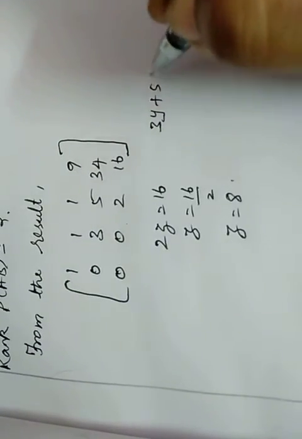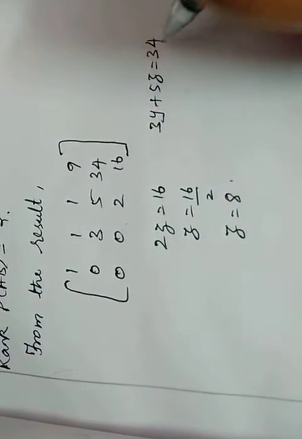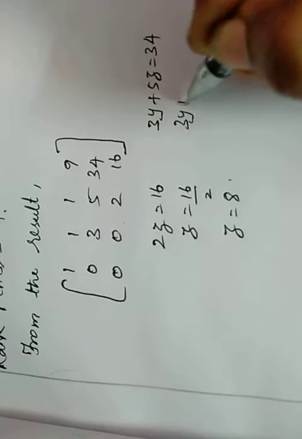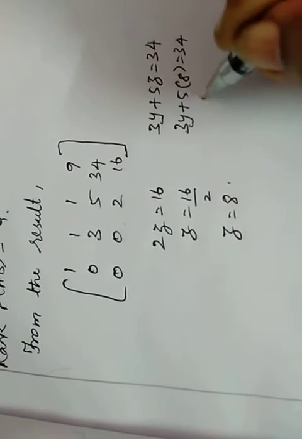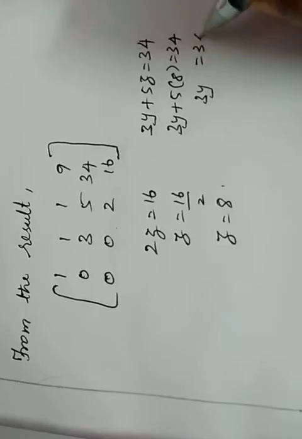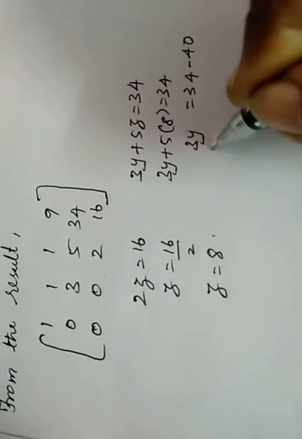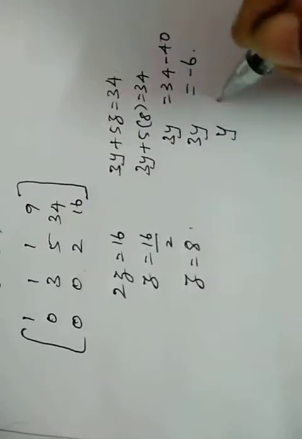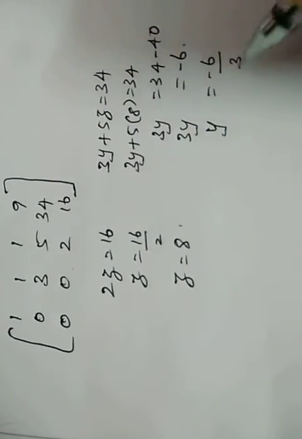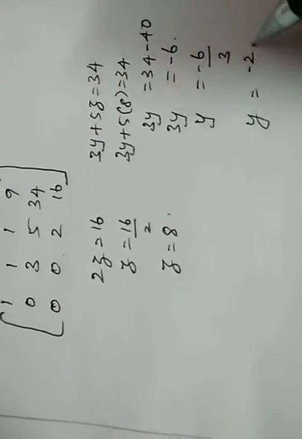Now take the second row. 3y plus 5z is equal to 34. Instead of z, I can substitute 8. So 5 8s are 40. 3y equals 34 minus 40, where I'll get minus 6 as the answer. So y equals minus 6 divided by 3, y equals minus 2.